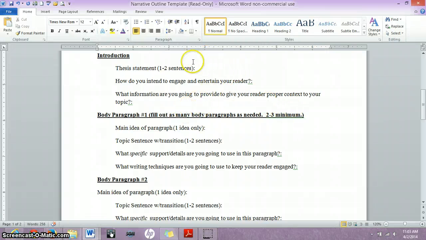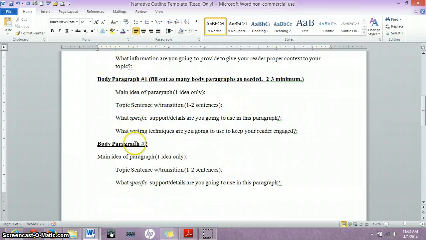Then I want you to give me some details about your introduction, what you're going to do. Your thesis statement is going to help you decide on your purpose and your main point of your essay. How are you going to hook your reader and then keep them entertained in your introduction, and so on. So this will help you, again, just start to plan your paper.